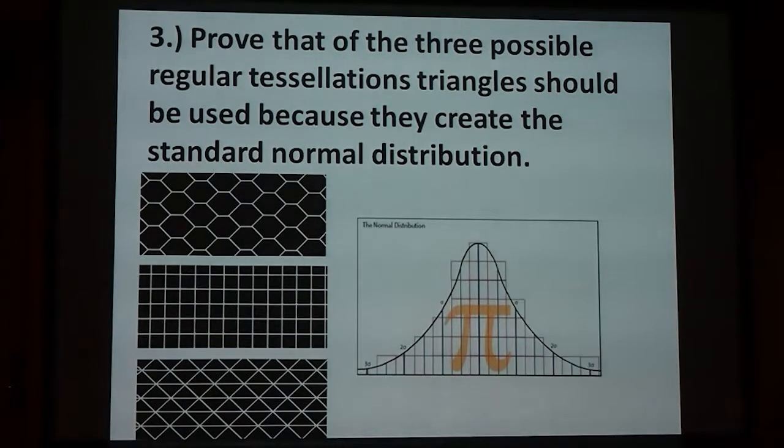The third step is to show that we should specifically use a triangular tessellation of the 2D plane, because it creates the standard normal distribution. We basically already did that yesterday. We saw the numerical approach to proving it. Like I said, there are only these three possibilities for creating a regular tessellation of the plane, and we're not going to prove that. It's been done many different ways. So this step, well, we've seen the result, and we're pretty sure it's true.